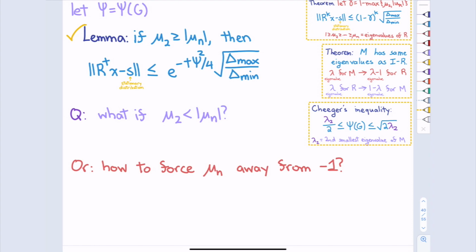How can you change the random walk to force this? Okay, so the issue is what happens when mu n is very close to -1, right? That's not good. If mu n is very close to -1, then the absolute value of mu n is very close to 1, and you're going to have a bad convergence rate. So given a random walk, how might we force mu n to be larger, farther away from -1? Not sure if this is guessable, but it does have a cute answer. Let me give you guys a chance.